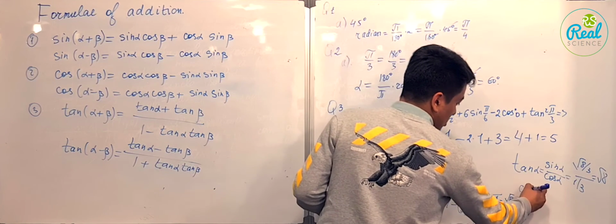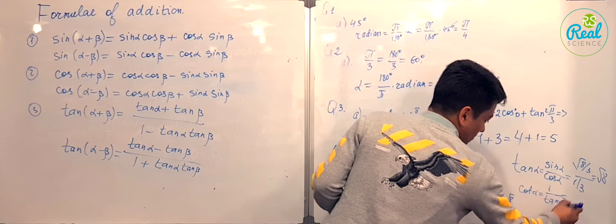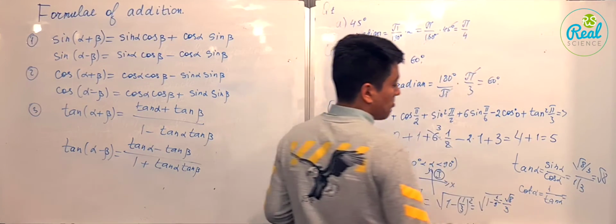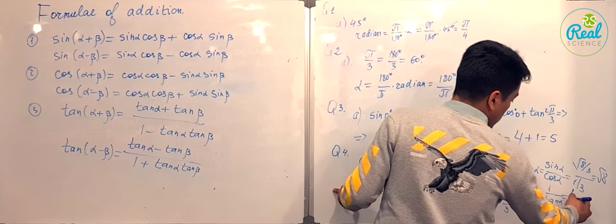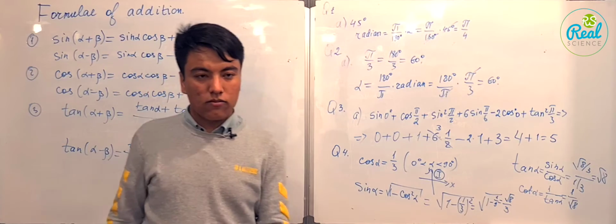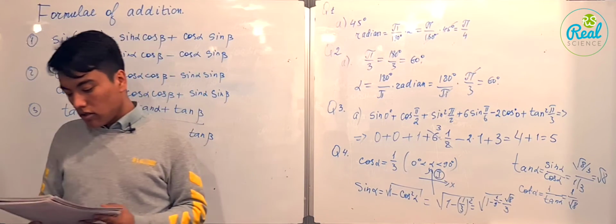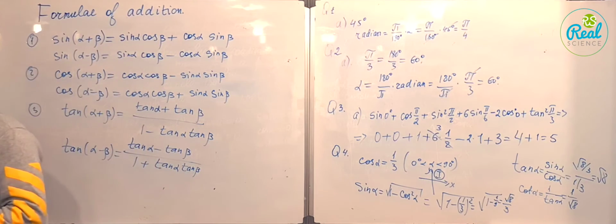And cotangent alpha is actually 1 over tan alpha. So 1 over the square root of 8. That's it, we found them. So now question number 5.